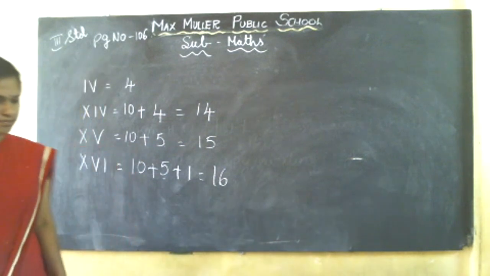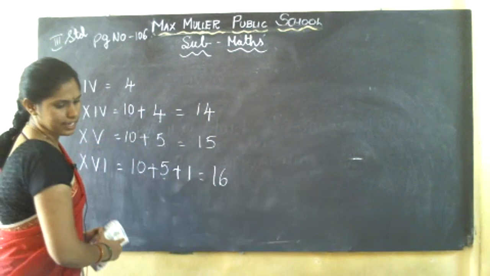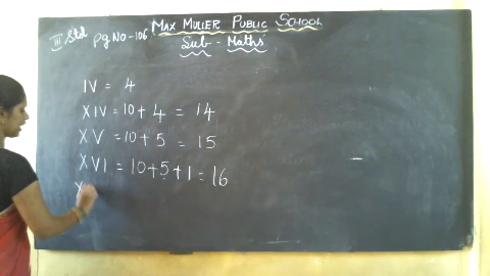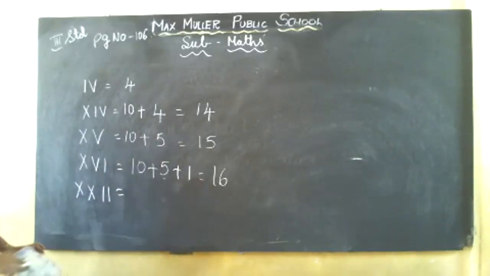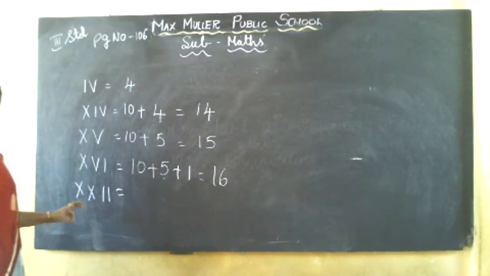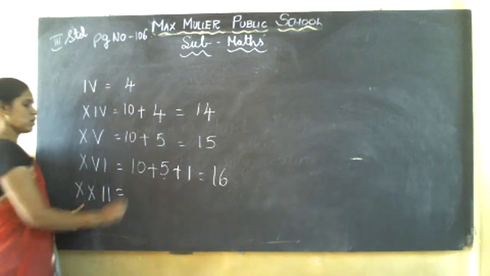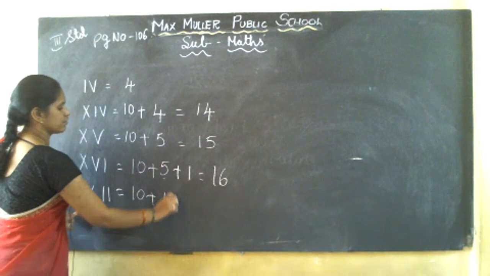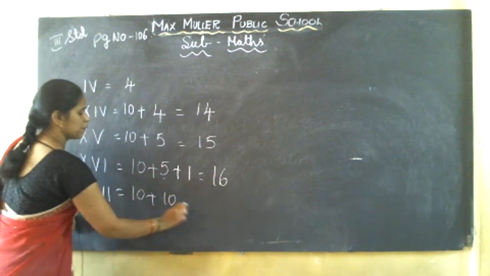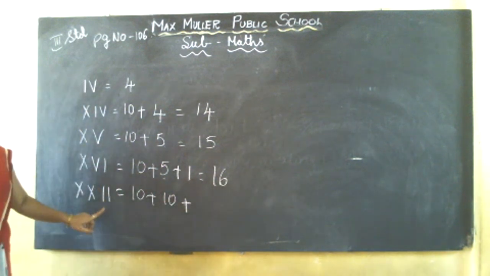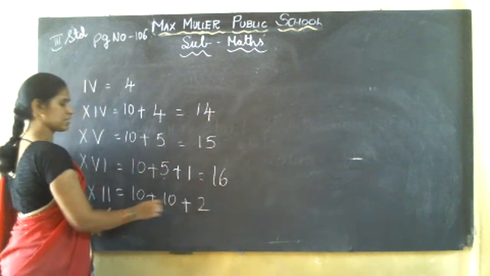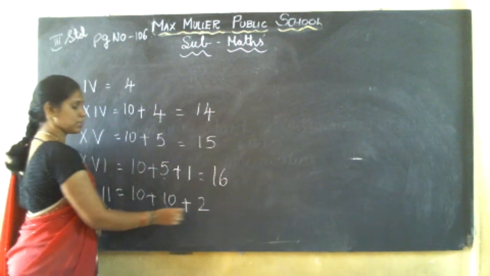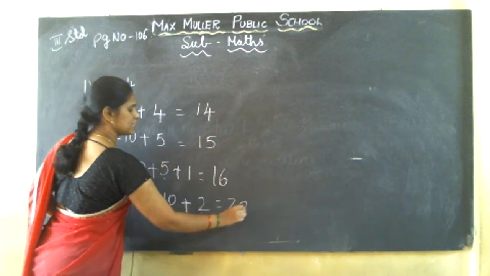You have to split, add and write it down. Next one you see, they have given XII, with 2 lines. So how much is it? 2 X's are there. 2X means 10 plus 10. Plus they have given 2 lines there. So 2 lines means how much? 2. So 10 plus 10 is 20. 20 plus 2 is 22.